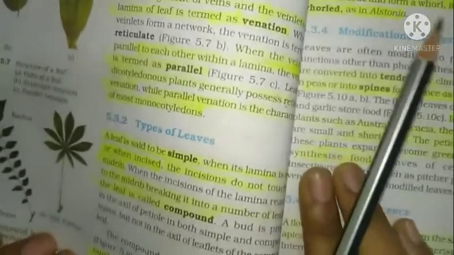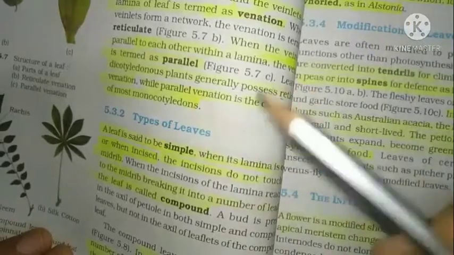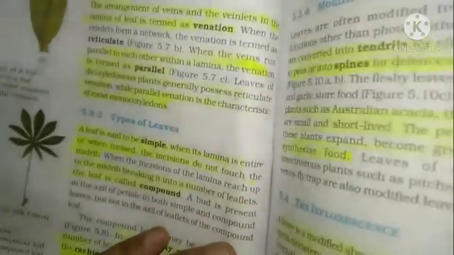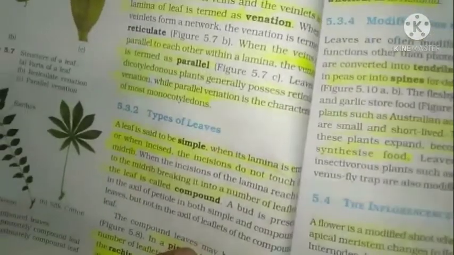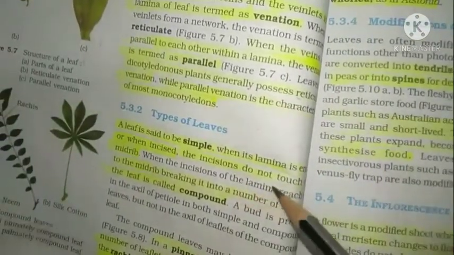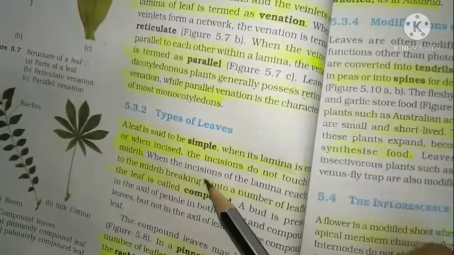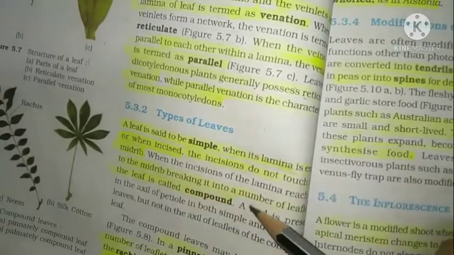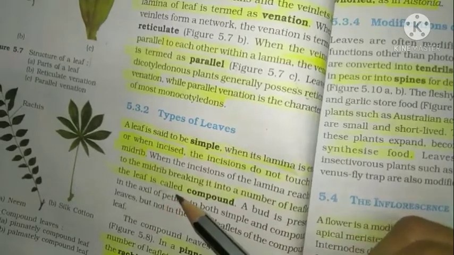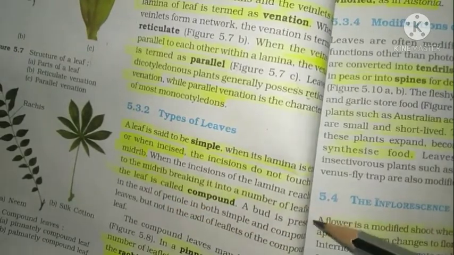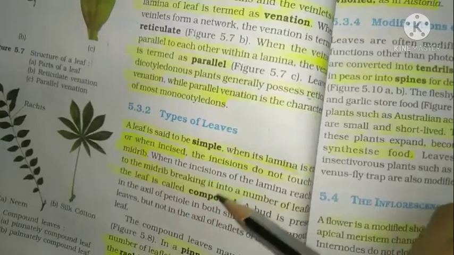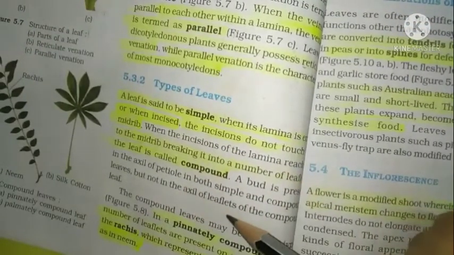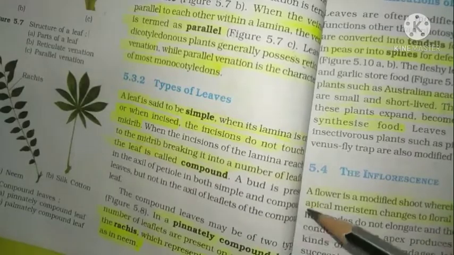Then types of leaves. A leaf is said to be simple when the lamina is entire, or when the incisions do not touch the midrib. When the incisions of the lamina reach up to the midrib, breaking it into a number of leaflets, the leaf is called compound. A bud is present in the axil of the petiole in both simple and compound leaves, but not in the axil of the leaflets of the compound leaf.